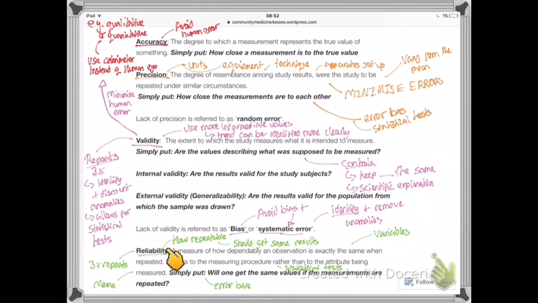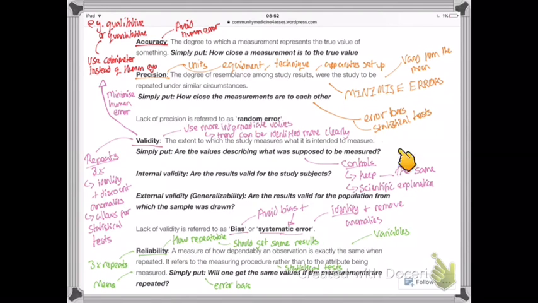Finally, we've got repeatability. So how repeatable is the experiment? You should be getting the same results each time if your experiment is very reliable. Will one get the same values if the measurements are repeated? So once again, 3 repeats minimum. You should be using means. So you repeat things and you find out the mean.